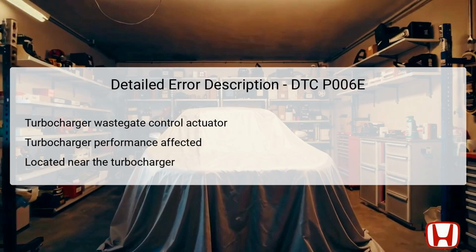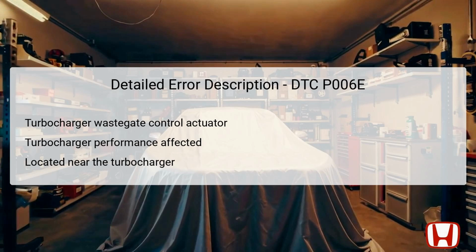The DTC P006E specifically targets the turbocharger wastegate control actuator, which is responsible for regulating the boost pressure created by the turbocharger. This component is usually situated near the turbocharger itself, ensuring that it has immediate access to manage the exhaust flow efficiently. The wastegate control actuator uses the power supply voltage to function correctly. If this voltage deviates from the specified range, the PCM will interpret it as a malfunction.